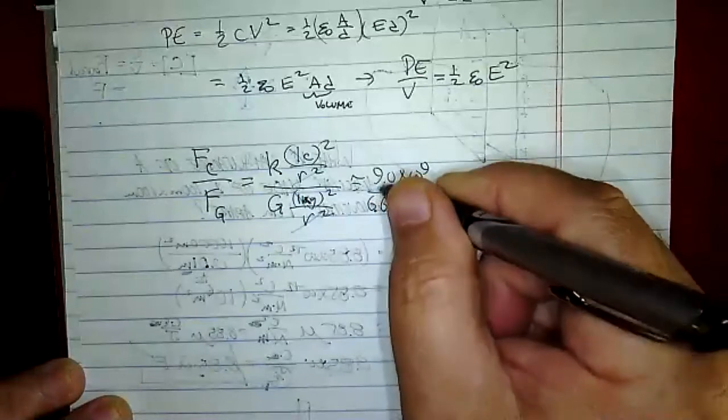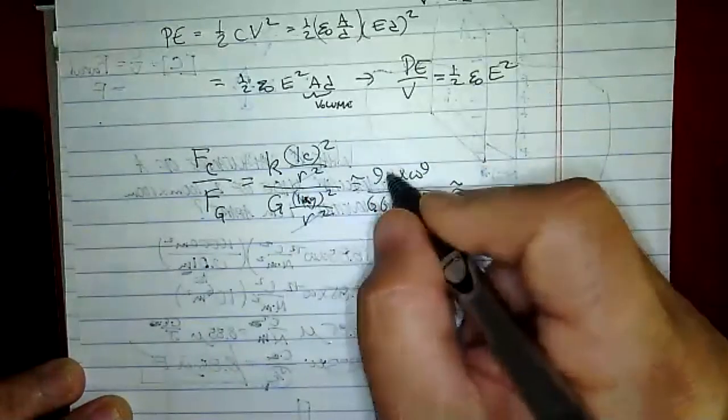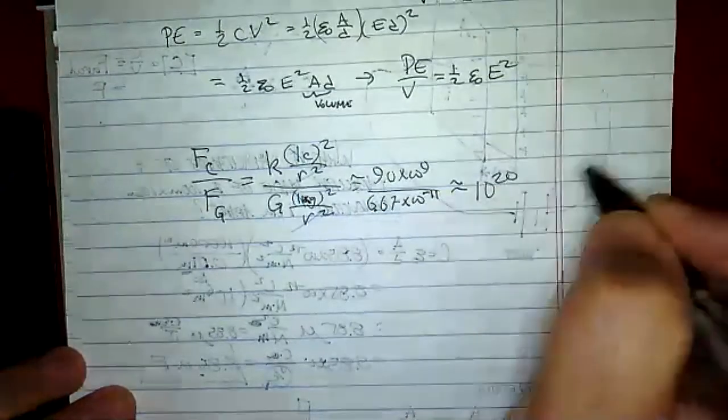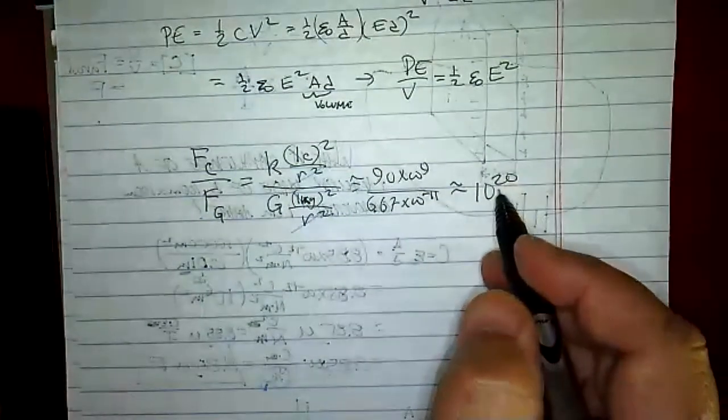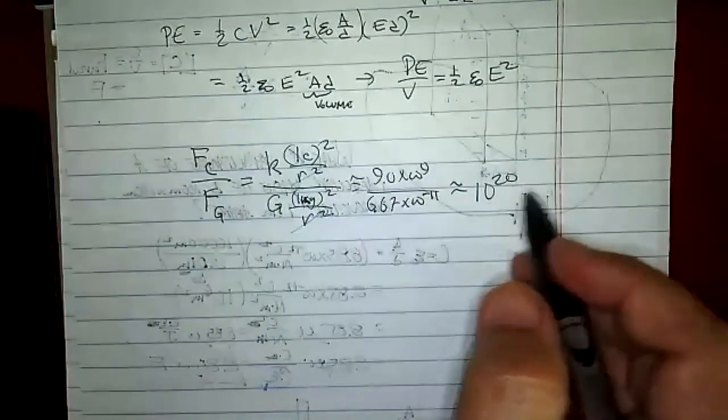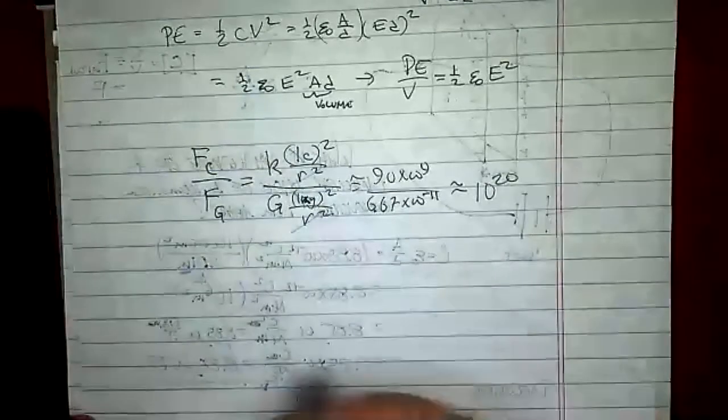Both of them are a big fraction of the next number up, so 9 and 7 are about the same thing. So I'm just going to call this 10 to the 20th. In this case, you'd say the Coulomb force is 1 with 20 zeros after it, times stronger than the gravitational force. That's one way.